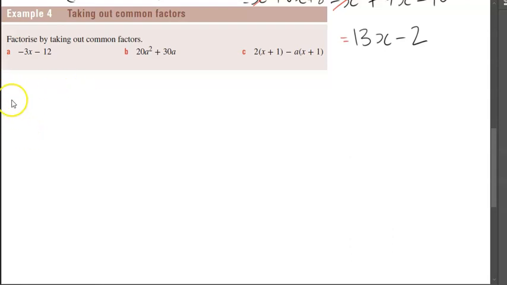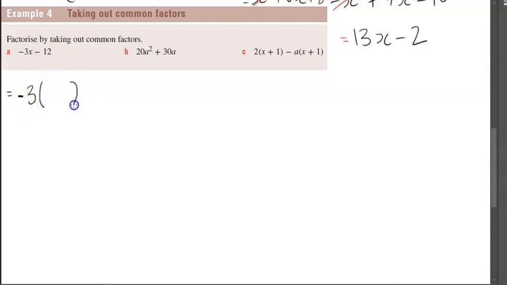So with this one here, we have a negative 3x and a negative 12. The most common number, if we just disregard the negatives for now, between 3 and 12 is the number 3. So we're going to take 3 out as a common factor. Because both of these are negative, negative 3 is the common factor between negative 3x and minus 12. Just look at the numbers solely as positives, 3 and 12, take out whatever the highest common factor is, and then because they're both negatives, you put the negative in front.